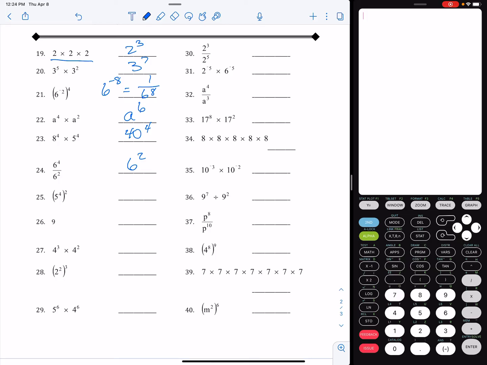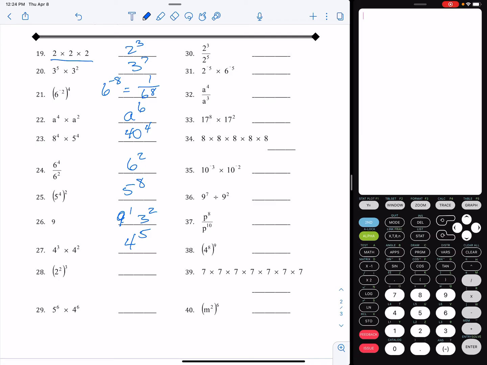Number 25 is like number 21. We have a base raised to an exponent raised to an exponent, so we keep the base and multiply the exponents. And number 26, there's actually 2 answers that you could put on this one. Okay, one of them would be 9 to the 1st, and the other one that would work would actually be 3 to the second. Either one of those would be an acceptable answer. Okay, number 27, your base is alike, so you add your exponents. So 4 to the 5th power.